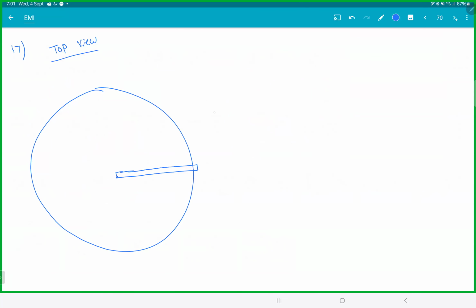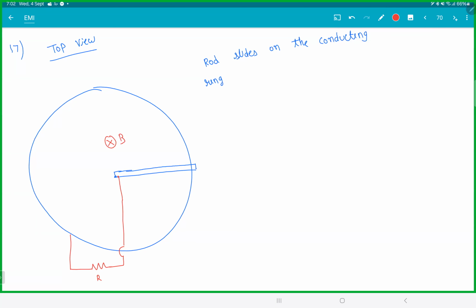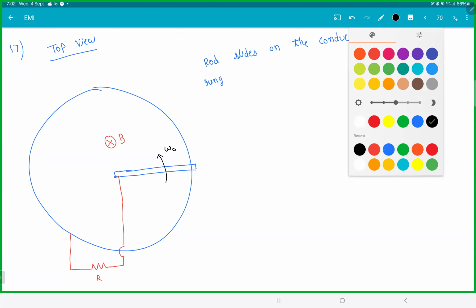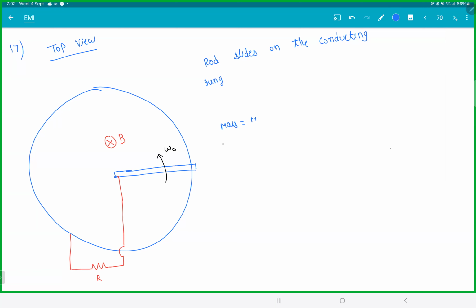So we have a rod here, top view. The rod is sliding on this conducting ring. We have a resistor R connected to the center. The magnetic field B is out of the plane in the region. Someone gave this rod initial angular velocity omega naught. Mass of the rod is M, length is L, and the rod has no resistance. Find omega as a function of time t.